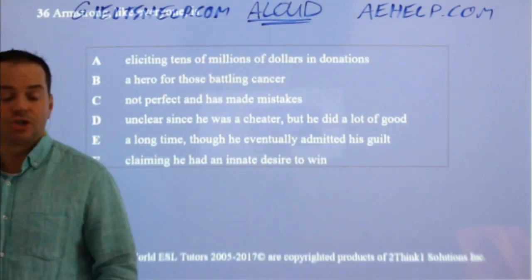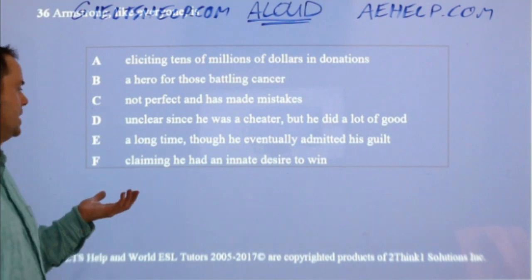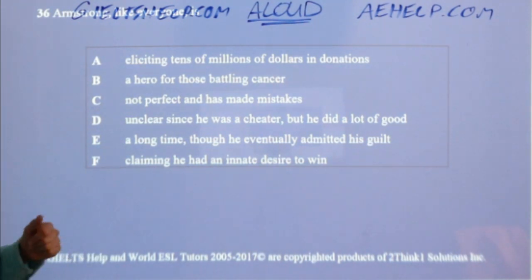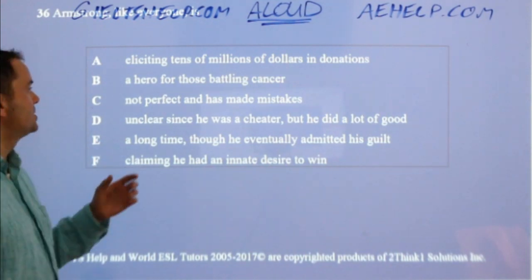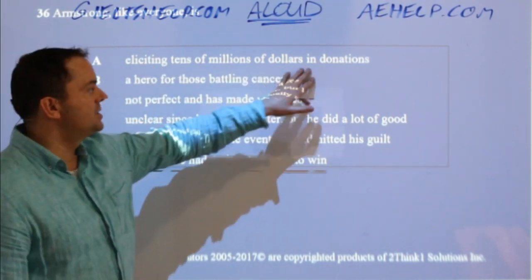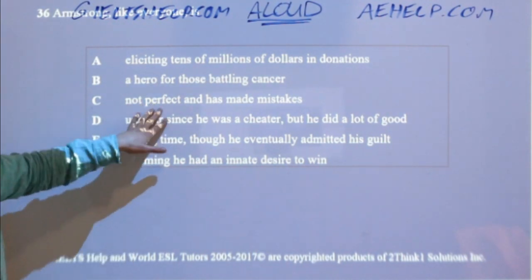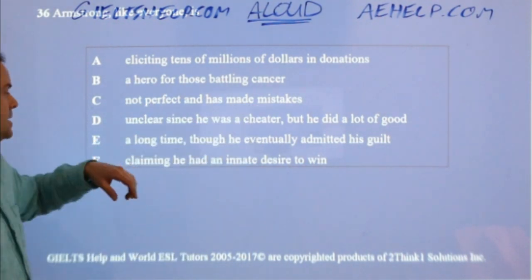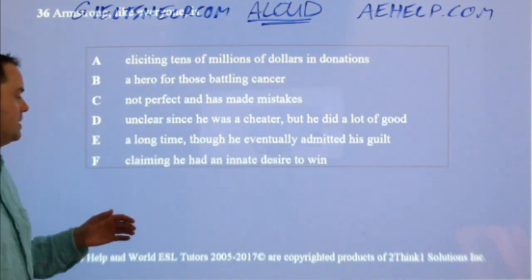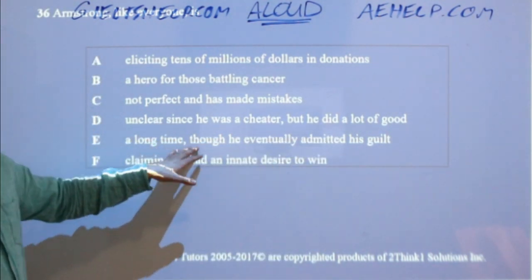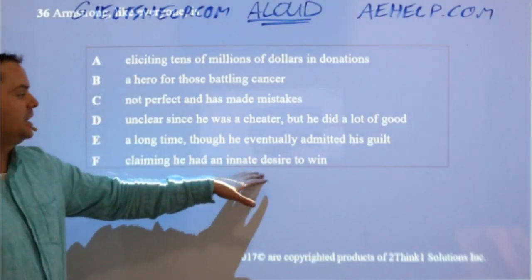And we have our choices. Okay, I remember it was for some months, right? He maintained his innocence for some months. So he said for a while, I didn't cheat, I'm innocent. So eliciting tens of millions, no. A hero for battling cancer, no. Not perfect, made mistakes, no. Unclear since he was a cheater, doesn't make sense. A long time, though he eventually admitted his guilt, claiming he had an innate desire to win.